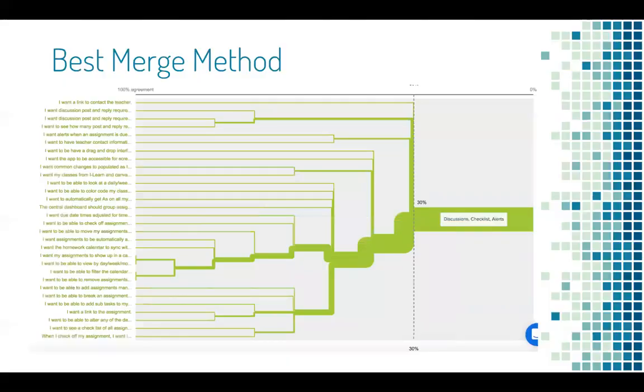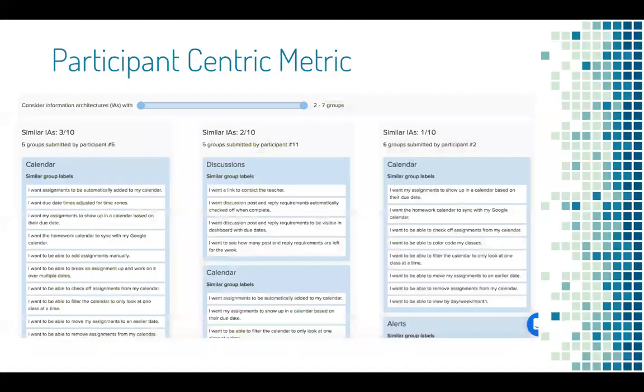The next one is the best merge method, which works better in a situation like ours with fewer than 30 participants, because it makes assumptions about the larger clusters. You can see in this screenshot from our study, it draws more clear relationships than in the actual agreement dendrogram. You also have the participant-centric metric, which lets you see how the users grouped the cards together.